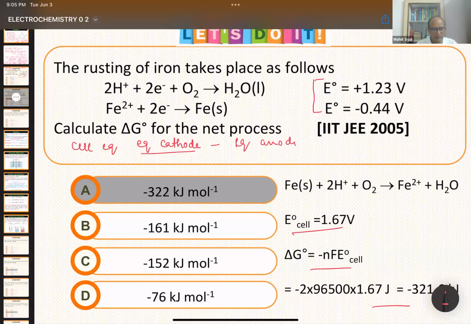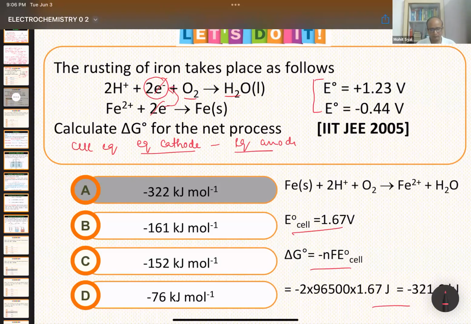This is the cathode, so this is receiving electrons, and this is the anode. The anode is giving 2 electrons, and those 2 electrons are going towards the cathode and changing the oxygen to water. Okay. And when you subtract them, the electrons should get cancelled completely.